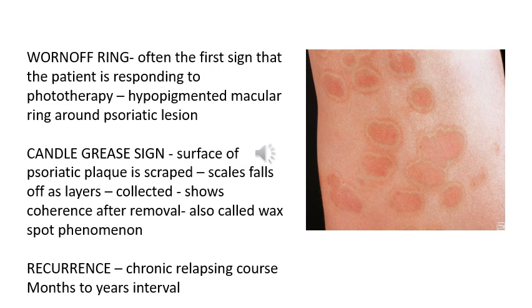Then recurrence: it's a chronic relapsing course. It occurs for years, and it subsides and relapses in between. It takes months to years of interval. That means it subsides, and even after months or years it can recur.